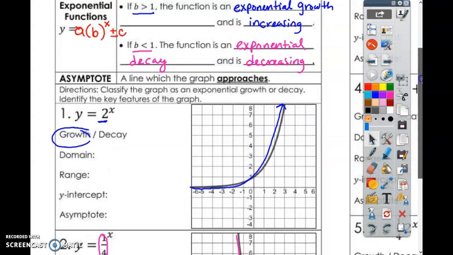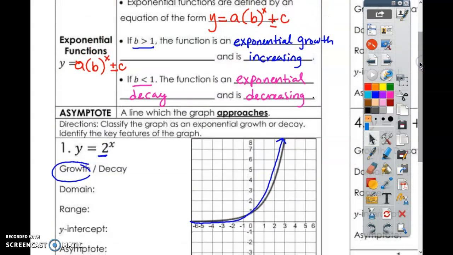Another thing that we're going to be talking about is the asymptote. I'll draw it in a little bit, but an asymptote is an imaginary line which the graph approaches, and it's always going to be your c. Your asymptote will be your c, plus or minus c. That is your asymptote. So again, an asymptote is an imaginary line.